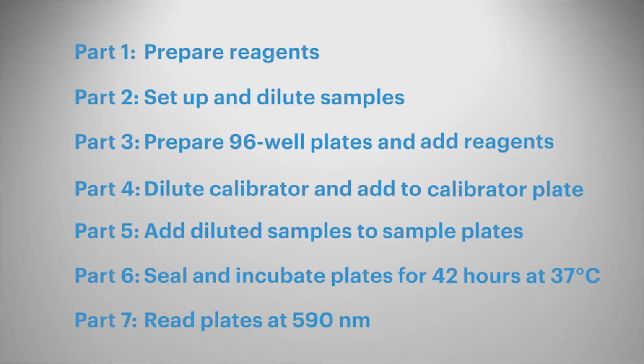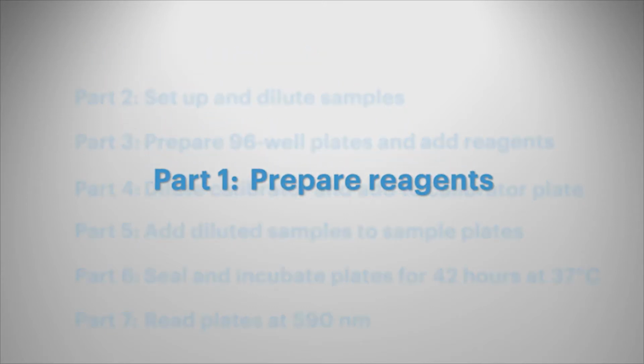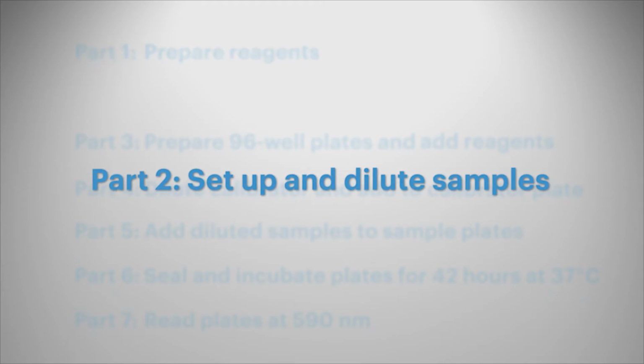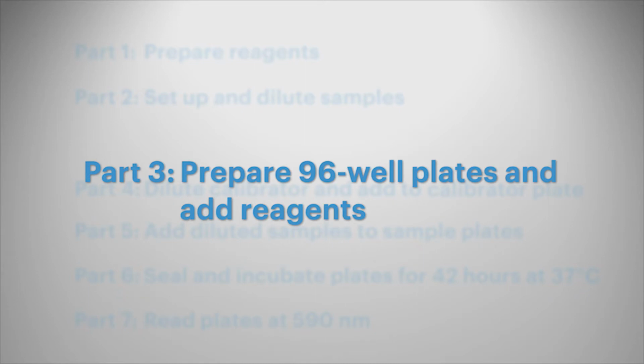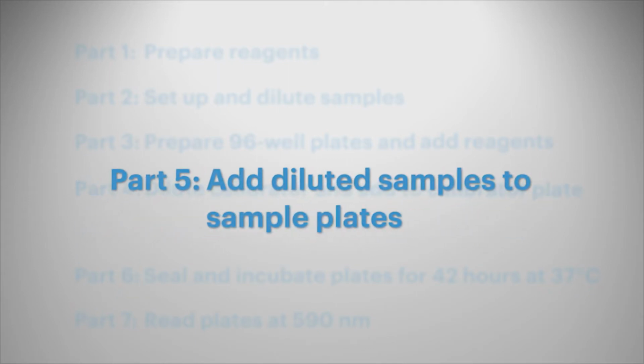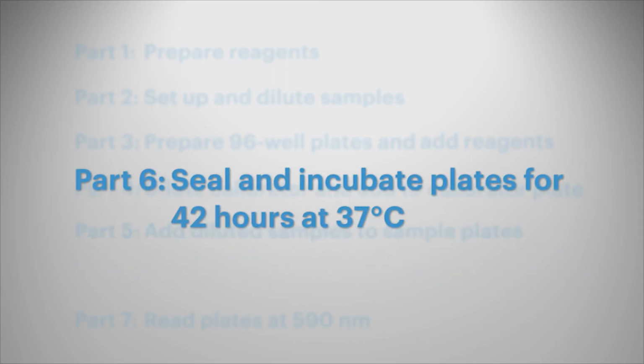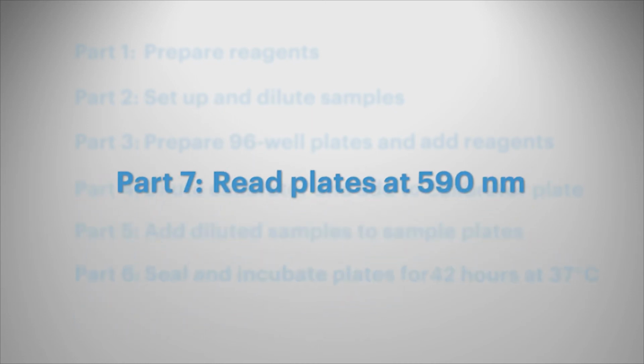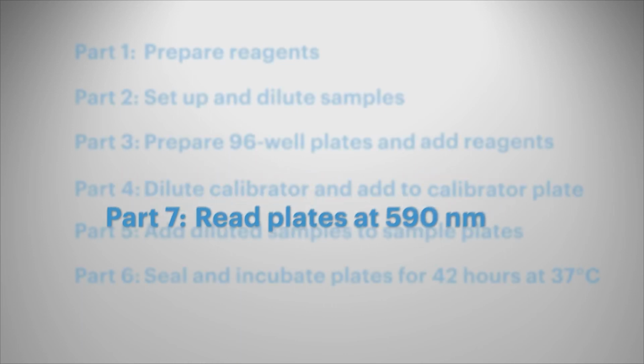This training video consists of 7 parts, as shown here. Prepare reagents. Set up and dilute samples. Prepare 96-well plates and add reagents. Dilute calibrator and add to calibrator plate. Add diluted samples to sample plates. Seal and incubate plates for 42 hours at 37 degrees Celsius. Read plates at 590 nanometers.